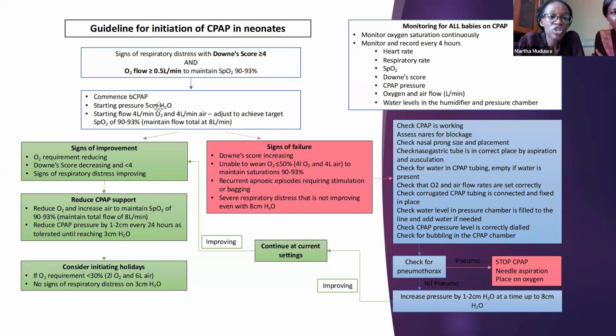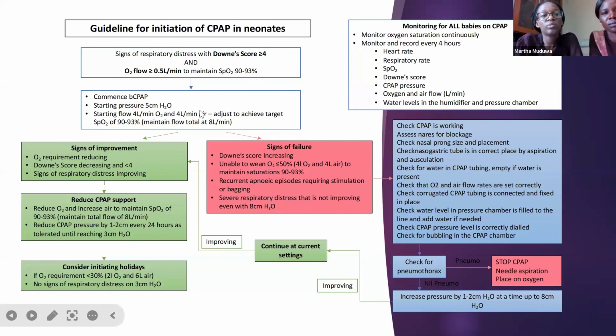Then for the pressure, you're going to change this according to the baby's condition. If you realize that with a 5 centimeter pressure, it's been 30 minutes, you've come back to assess your baby, and their Downes score is still 4, or it's increasing, it's even worse, maybe 5 or 6, this pressure is clearly not enough. So you need to increase the pressure. You can increase it by 1 to 2 centimeters of water, and then you still monitor.